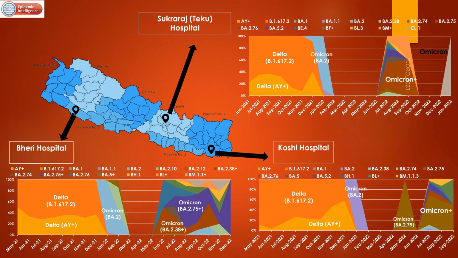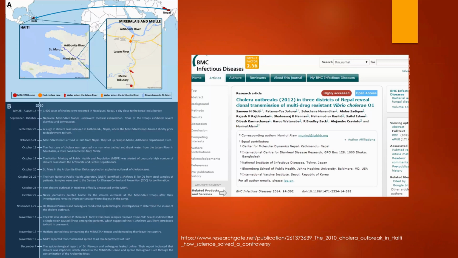Now we're trying to find whether long COVID is different between these sites, so that variant might have played a role. That kind of study we have done. This is an old study we did.